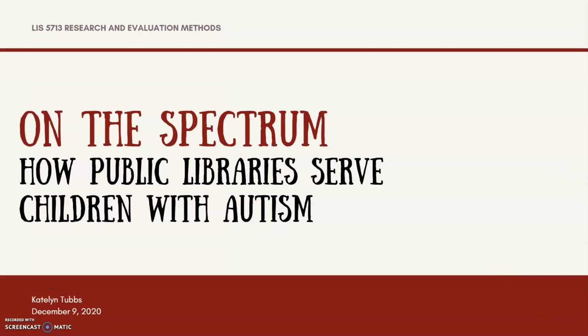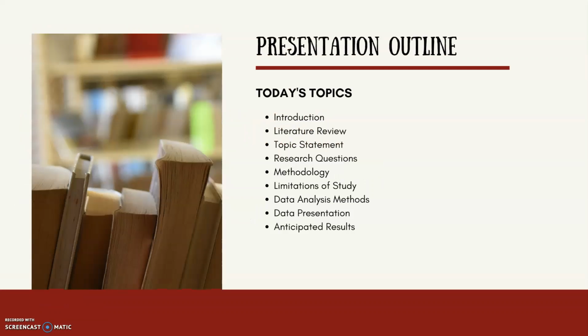Hi, my name is Katelyn Tubbs, and today I'll be talking about my semester research project, "On the Spectrum: How Public Libraries Serve Children with Autism." Today's topics will include an introduction, literature review, topic statement, research questions, methodology, limitations of study, data analysis methods, data presentation, and my anticipated results.